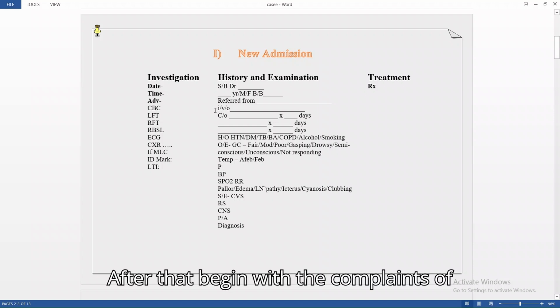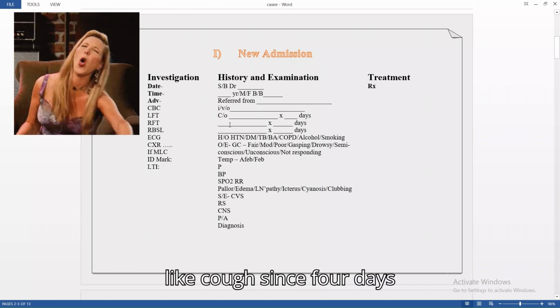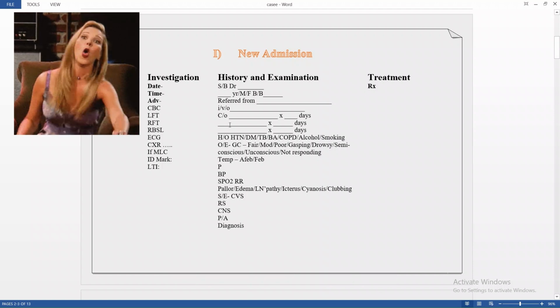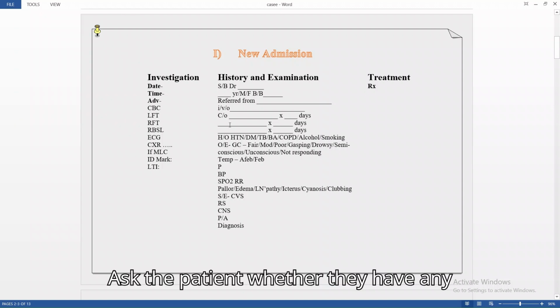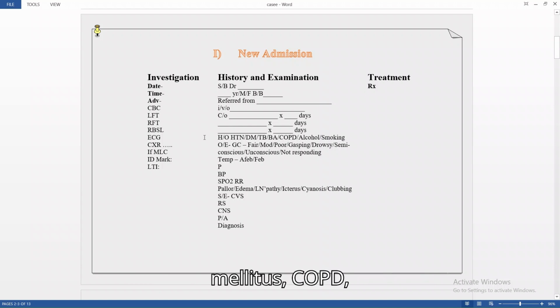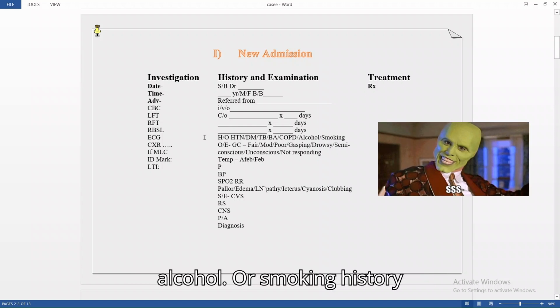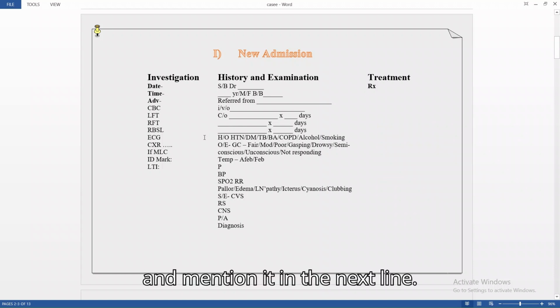After that, begin with the complaints of the patient. Use the same words as used by the patient. Mention their problems and duration. Like cough since 4 days or tinnitus since 10 days. Ask the patient whether they have any history of hypertension, diabetes mellitus, COPD, alcohol or smoking history, and mention it in the next line.